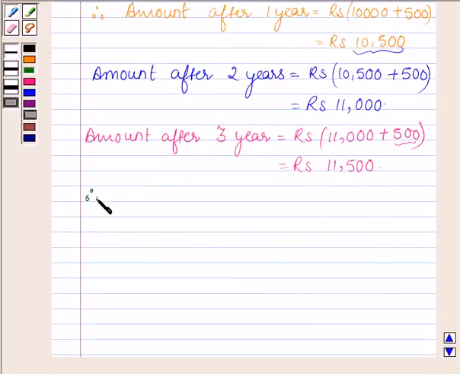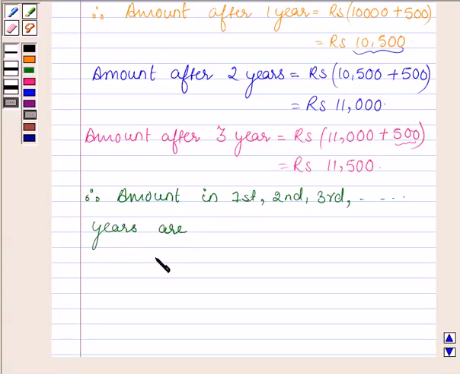Therefore, amount in his account in the first, second, third, fourth and so on years are, in the first year the amount is 10,000, after 1 year the amount becomes 10,500, then 11,000, after second year or in the third year, then we have 11,500, which is after third year and so on.